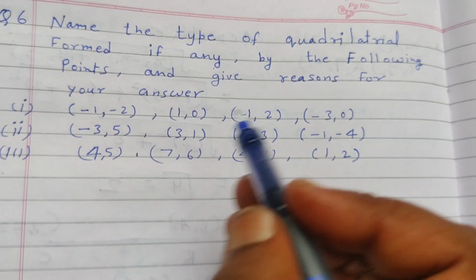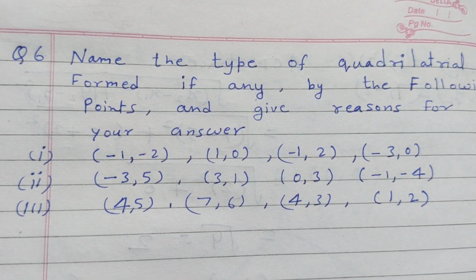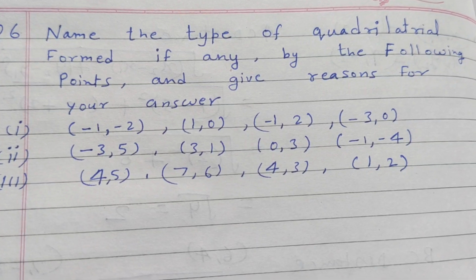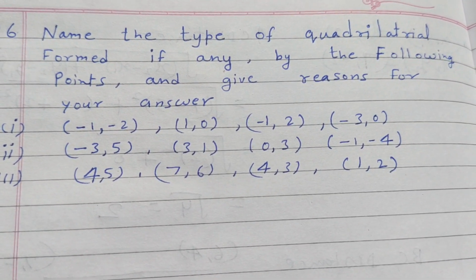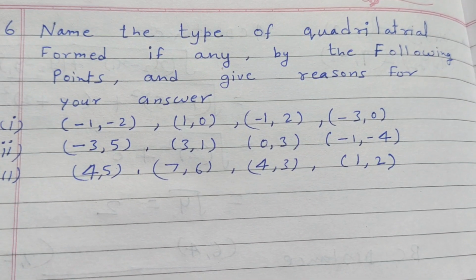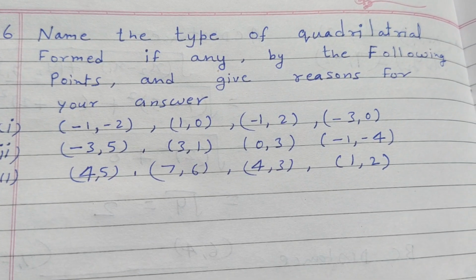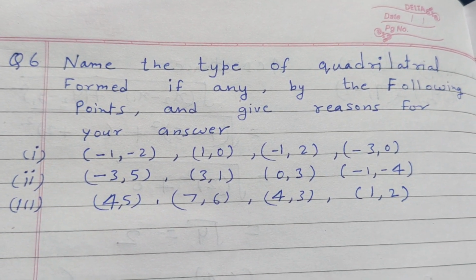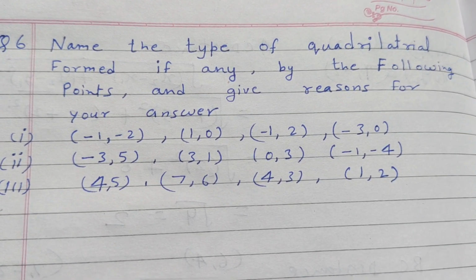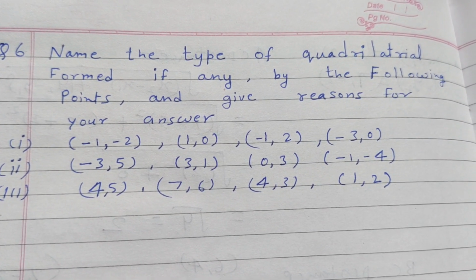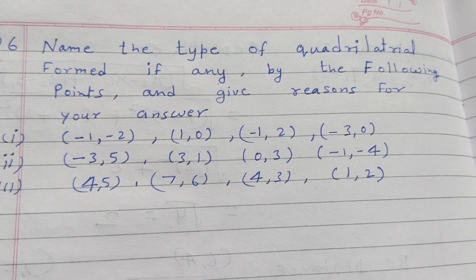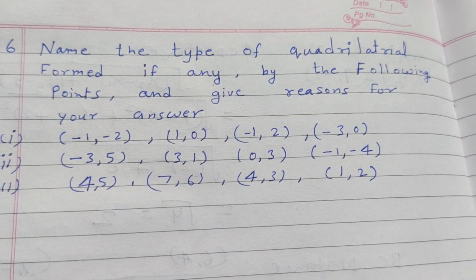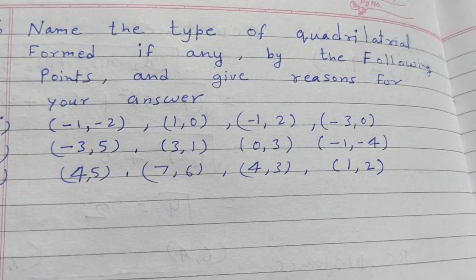Question number 6. Name the type of quadrilateral formed, if any, by the following points, and give a reason for your answer.